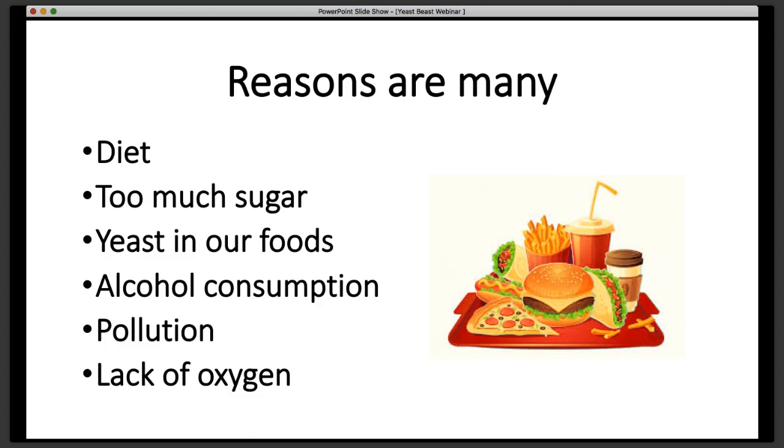Alcohol consumption. It's worth pointing out that alcohol is basically almost pure yeast and sugar concentrated, because you need to use the fermentation process to produce alcohol. So it is full of sugar and it's full of fermentation products such as yeast, especially beer. Pollution in the air can contribute to it, and lack of oxygen, because your body will get into that one too in a moment. Don't want to jump ahead too far.